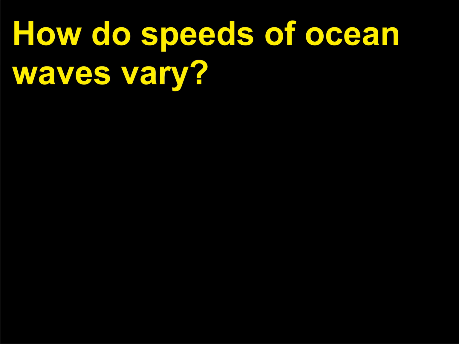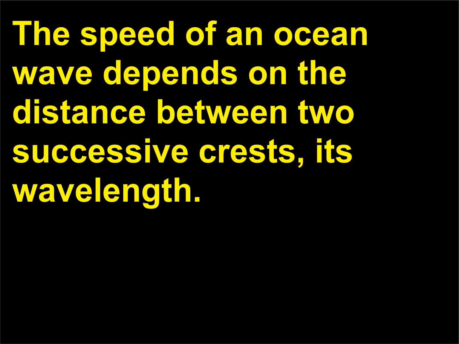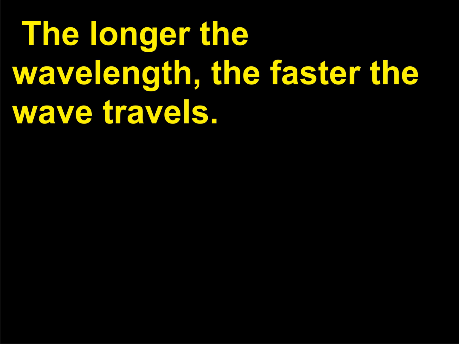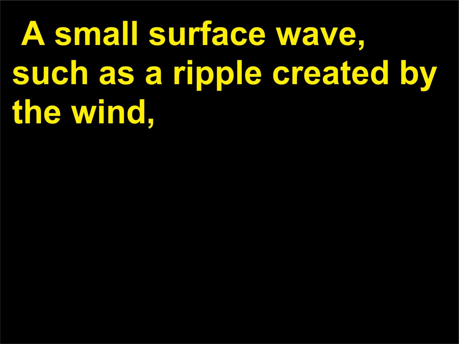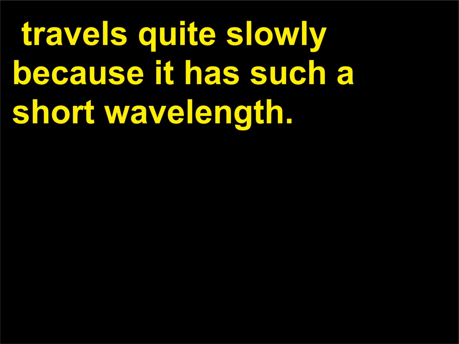How do speeds of ocean waves vary? The speed of an ocean wave depends on the distance between two successive crests, its wavelength. The longer the wavelength, the faster the wave travels. A small surface wave, such as a ripple created by the wind, travels quite slowly because it has such a short wavelength.